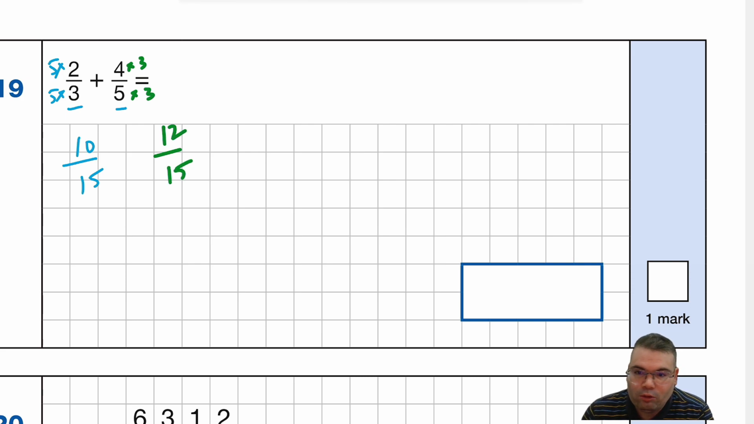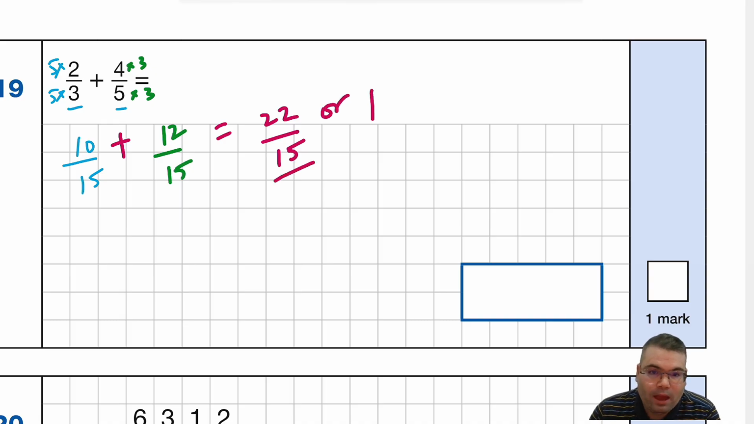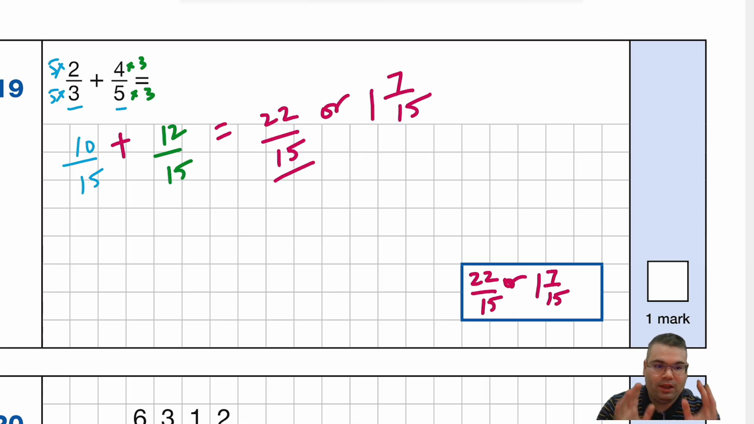Right? So now 10 over 15 plus 12 over 15, that is 22 over 15. You can also write it as 1 and 7 over 15. So 22 over 15 or 1 and 7 over 15. Both the answers are correct.